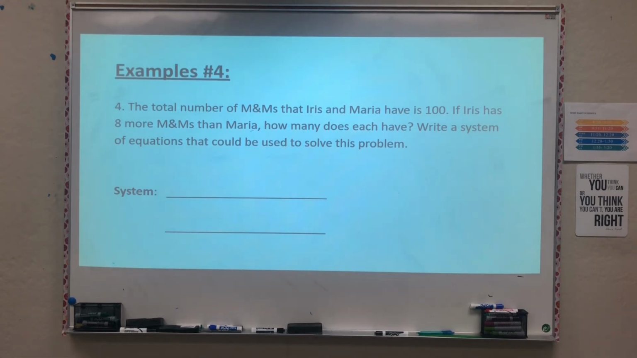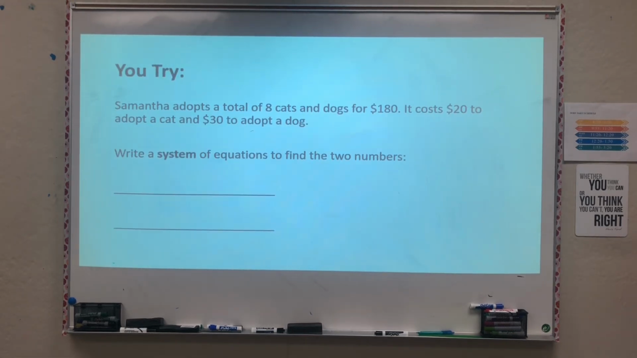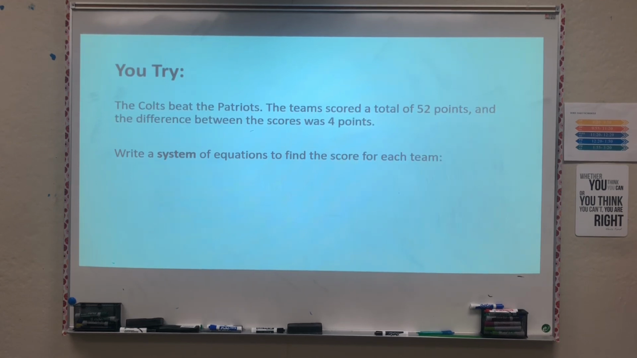And the focus is just writing the equations, so you don't need to worry about solving these. People at home, this is one of them. And this is the other one.